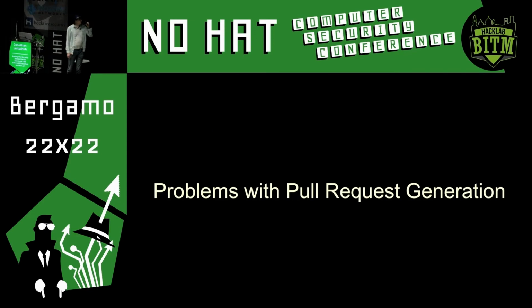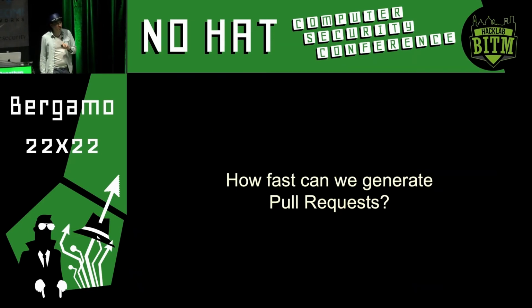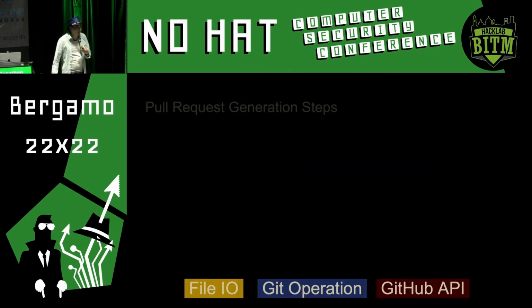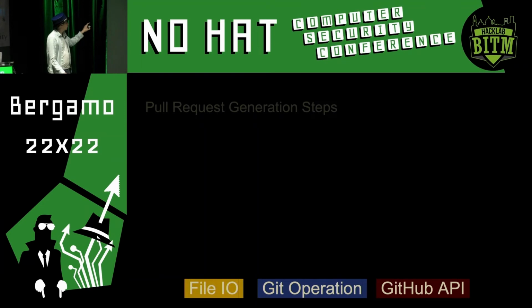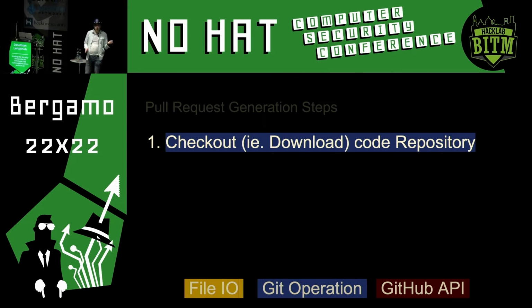So there are some problems with pull request generation. One of the questions you might ask is, how fast can you generate pull requests on something like GitHub? When you're generating a pull request, or even if you're creating a pull request as a developer, there are a bunch of steps you need to make. Some of them are file I/O, Git operations, GitHub API calls. GitHub API calls are rate limited. So the first thing you need to do is check out and download the source code repository, which is a Git operation. It's free on GitHub, not rate limited at all.